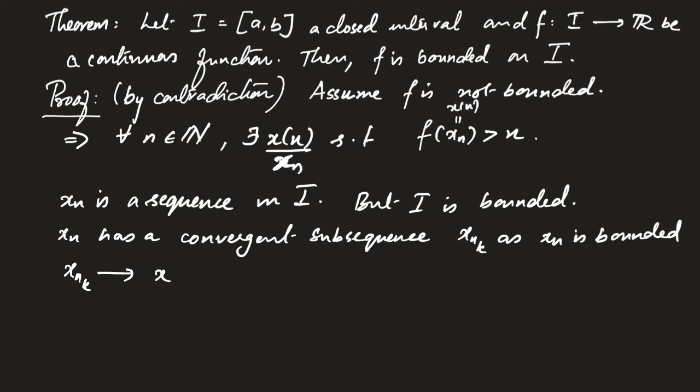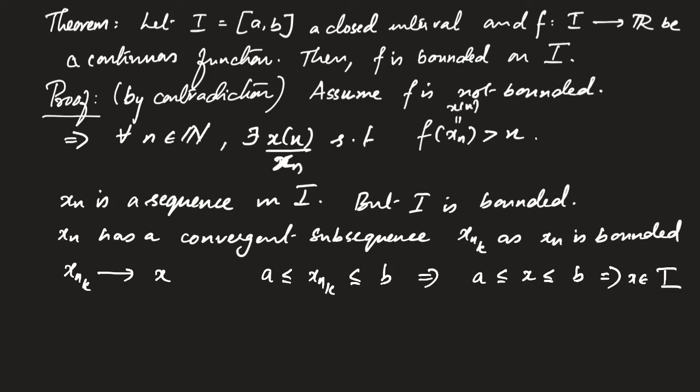But notice that a is less than or equal to x_{n_k}, which is less than or equal to b. So from limit theorems, we know that this implies that a is less than or equal to x, which is less than or equal to b, which implies that x belongs to I.